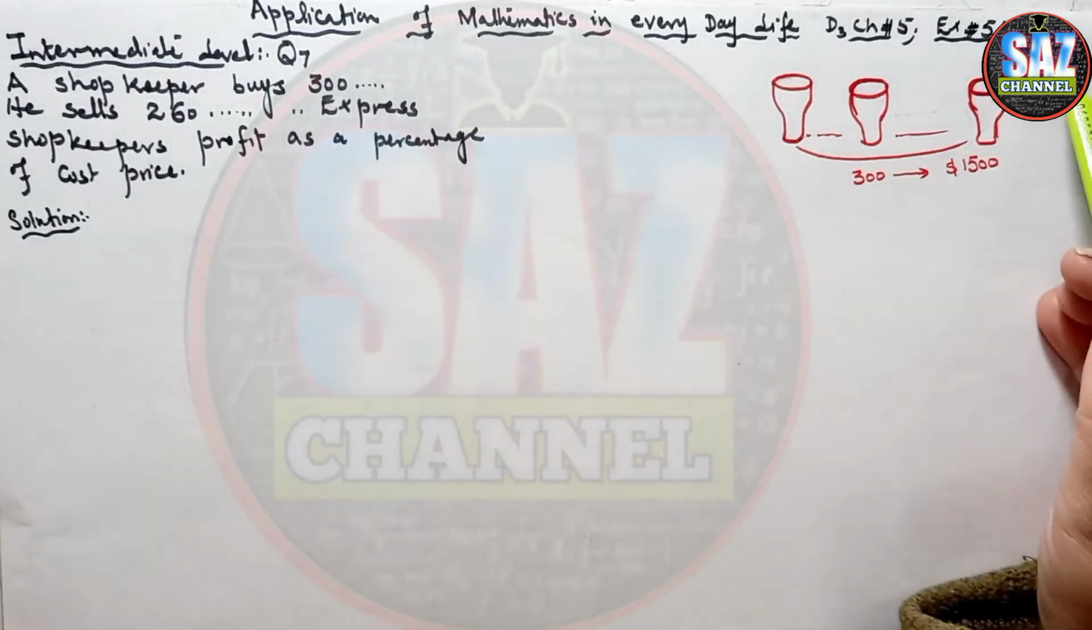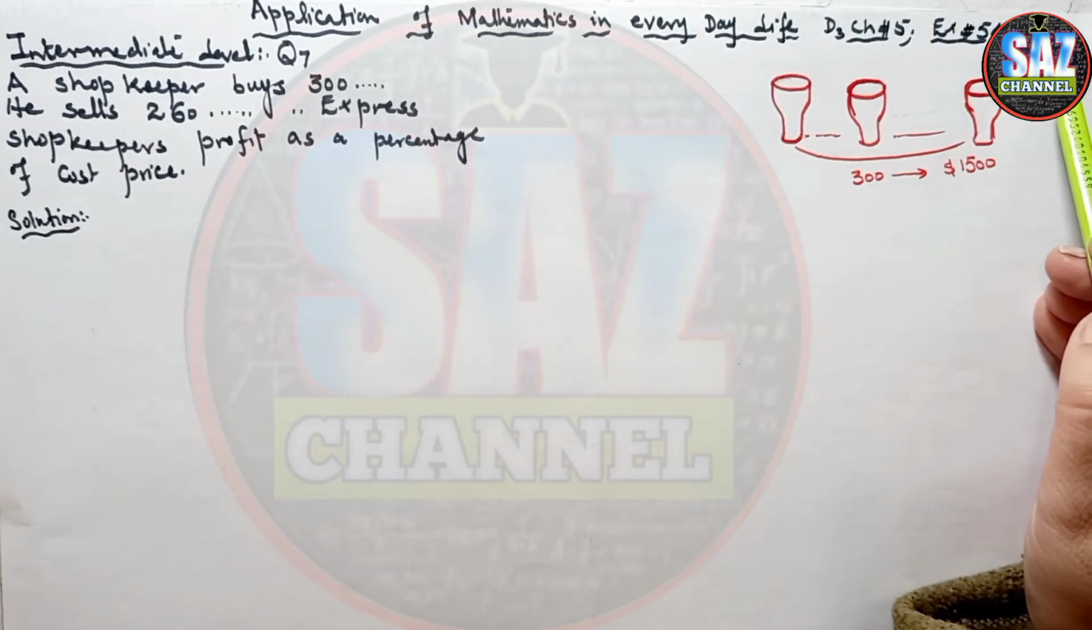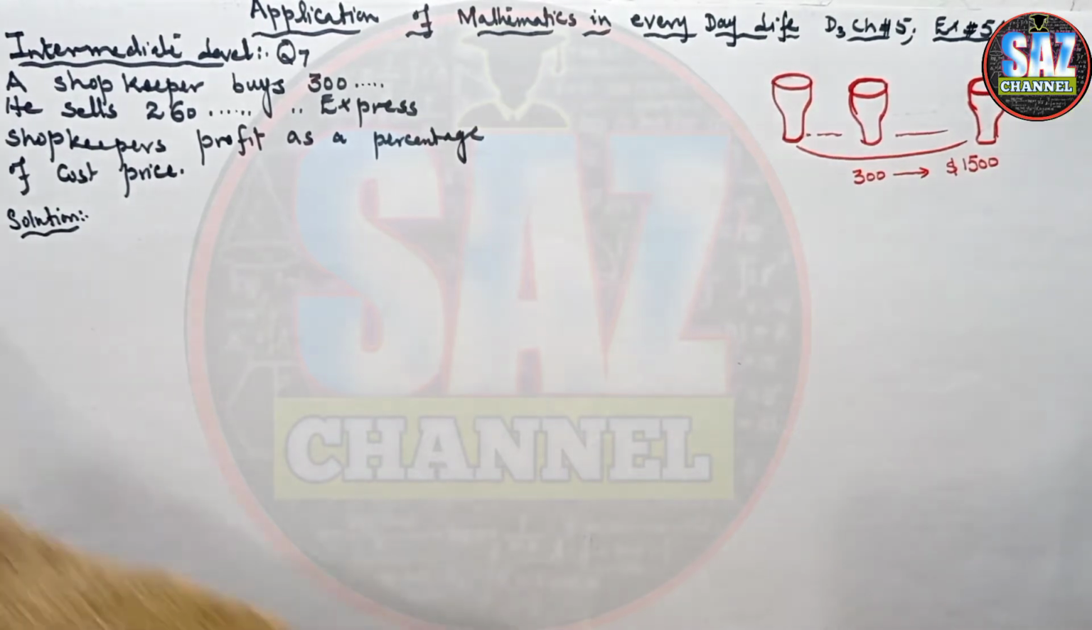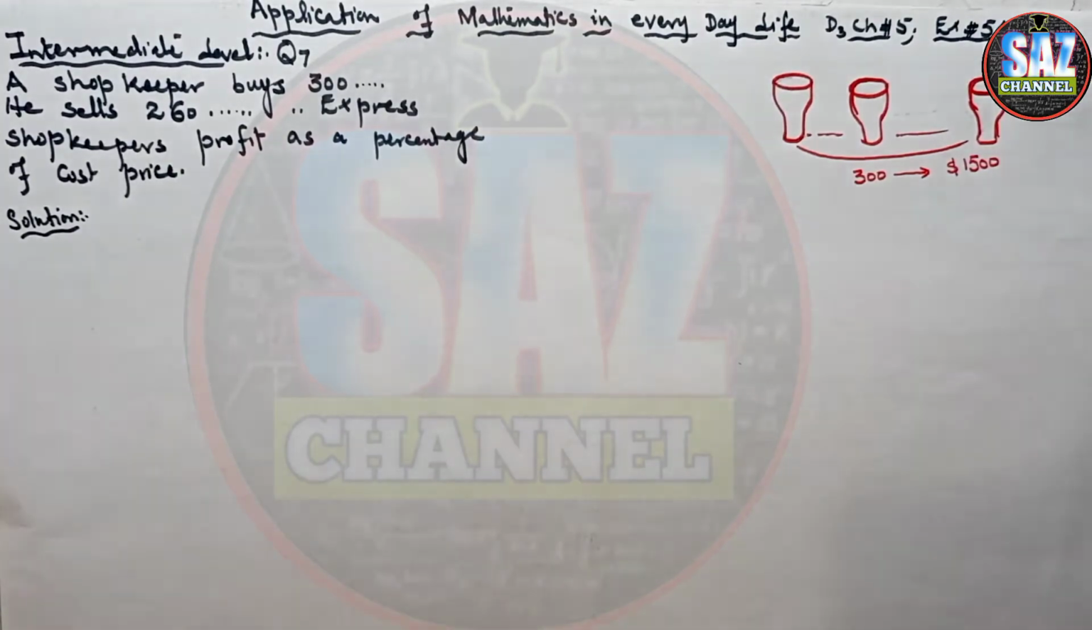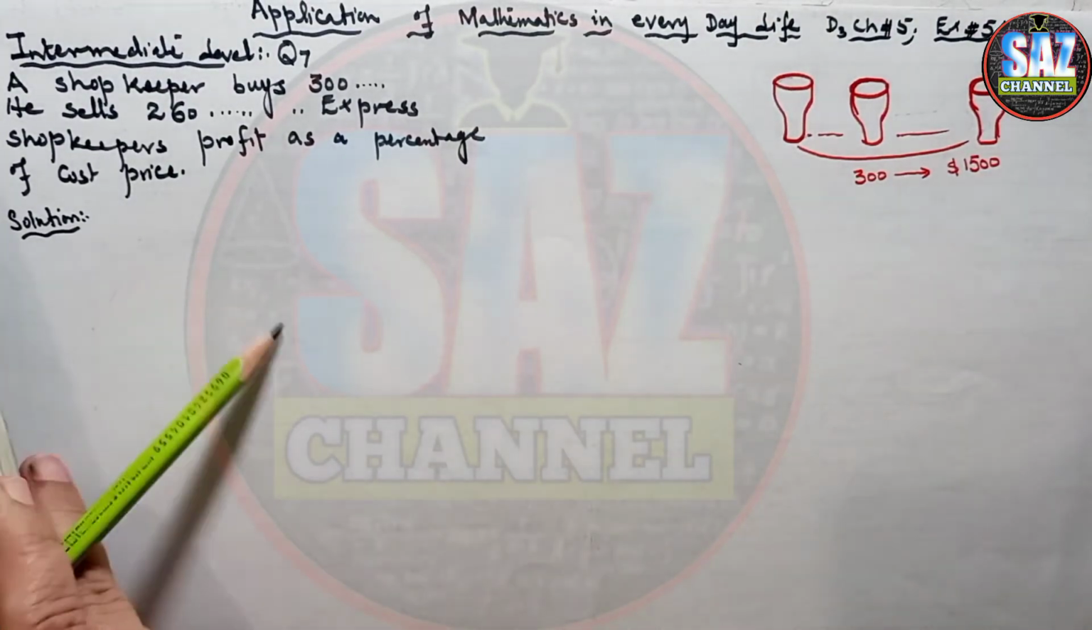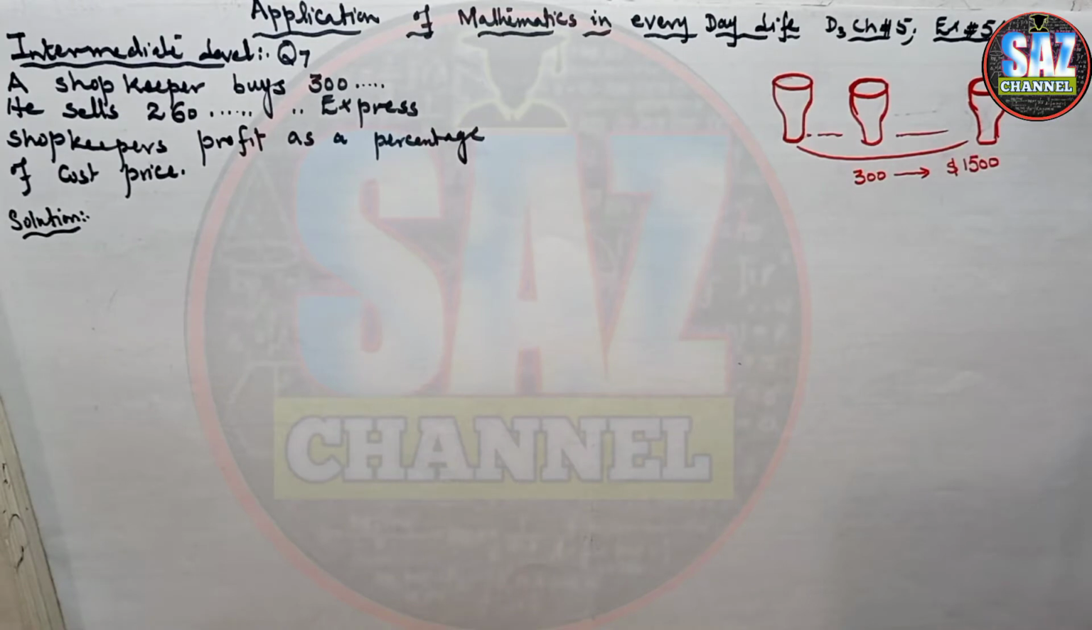This is my sixth lesson of D3, chapter number 5, exercise 5A, that is about application of mathematics in everyday life. In this lesson, I will solve question number 7, intermediate level. As the questions are long, I've written the question in short form, and let me read the question from the book.